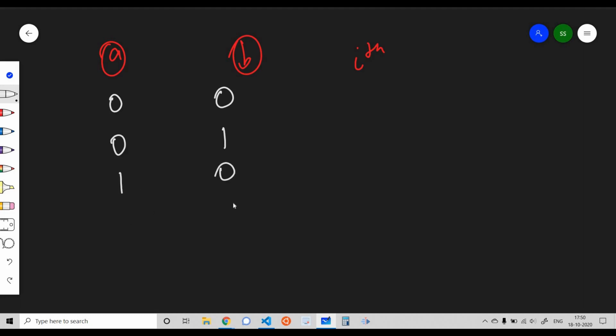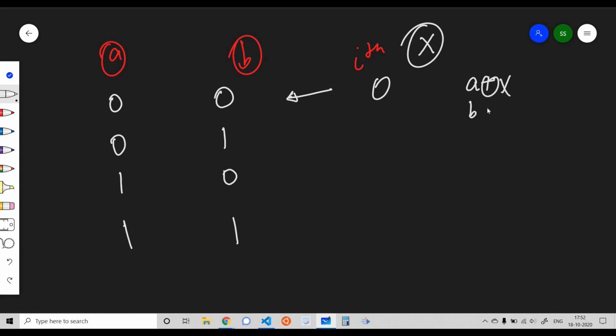Let's talk about a particular bit of a and b. Let's say we are talking about the ith bit, and there can be four cases. Either both of those bits can be 0, or 0 1, or 1 0, or both would be 1. Now let's also talk about the ith bit of our number x. For the case when the ith bits of a and b are zeros, we can simply put the ith bit of x as 0 as well. In that case, for that particular bit, a XOR x as well as b XOR x would both be 0.